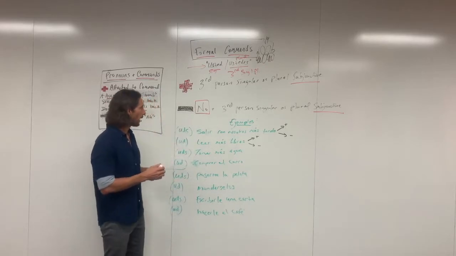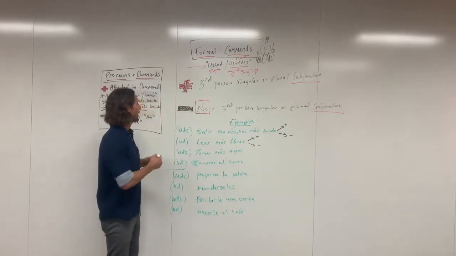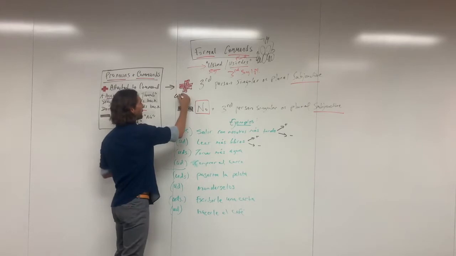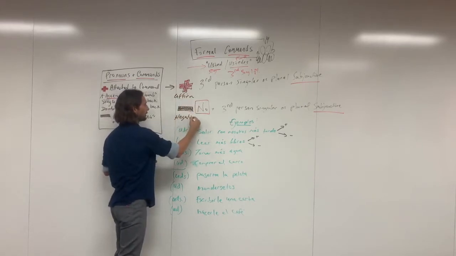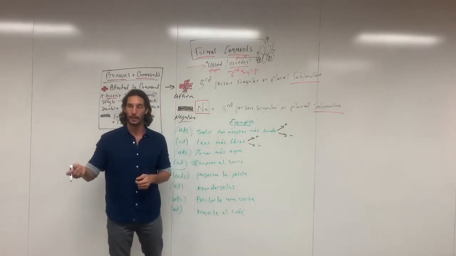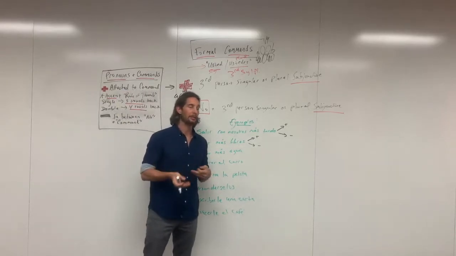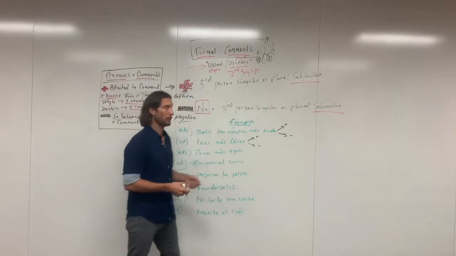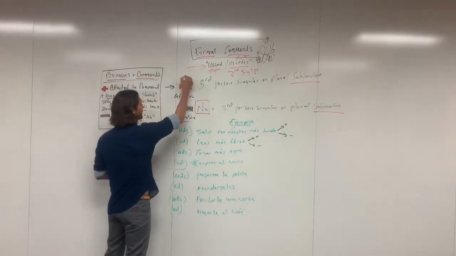I'm going to start up here with this, which just means affirmative, and this, of course, means negative, right? When I say affirmative, that's telling someone to do something, as opposed to a negative, saying do not do it, or don't do it, for example. That's what these are representing.